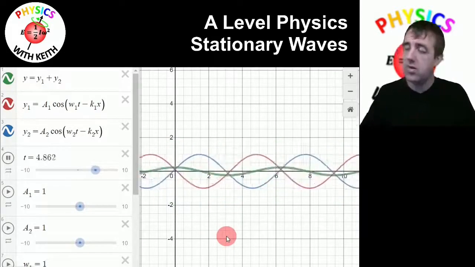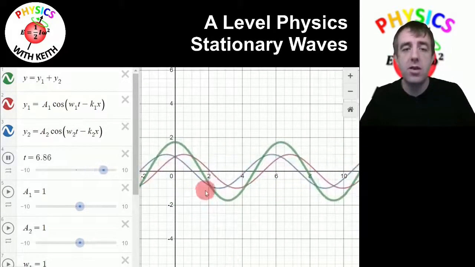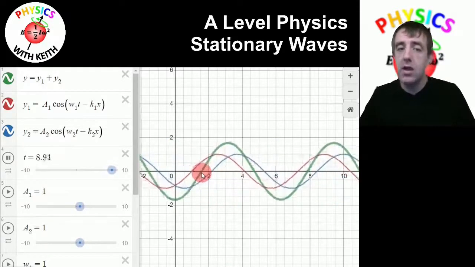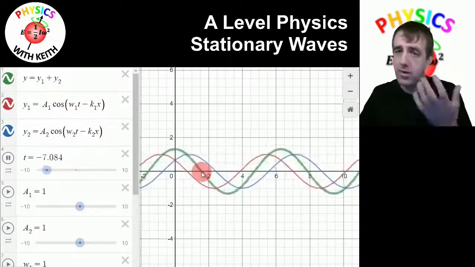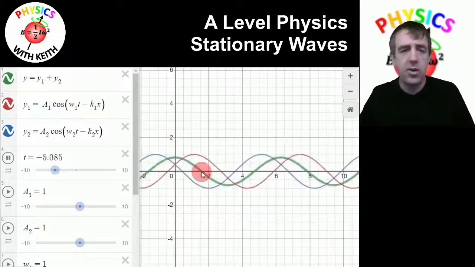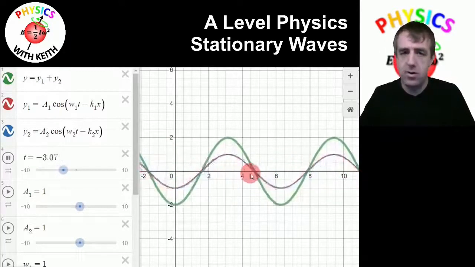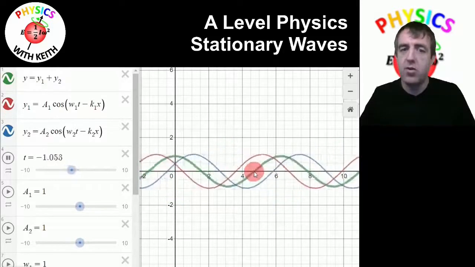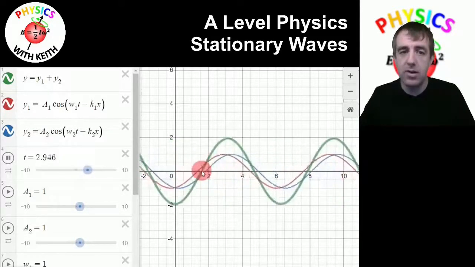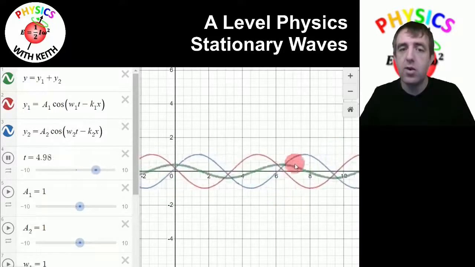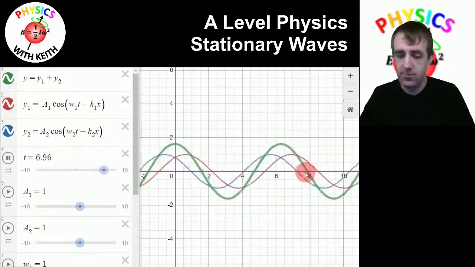And what you'll notice is that there are certain places where the waves never agree. So the influence, the resultant influence, is always zero. There is an amplitude of the green wave of zero at these points. Those points are called nodes.